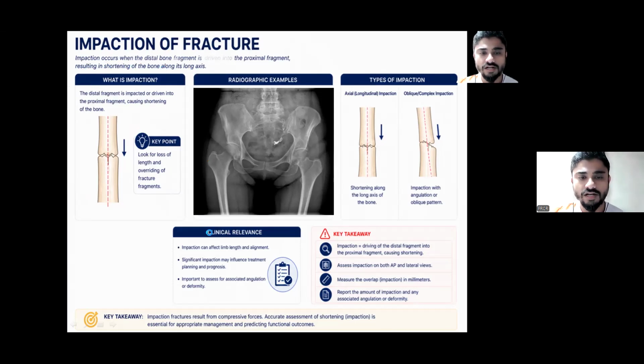Okay, what is the clinical relevance? It can affect the limb length and alignment. Significant impaction may influence treatment planning and prognosis. And it is important to assess any associated angulation or deformity. Okay, if there is any associated angulation or deformity, then these patients are surgical candidates.